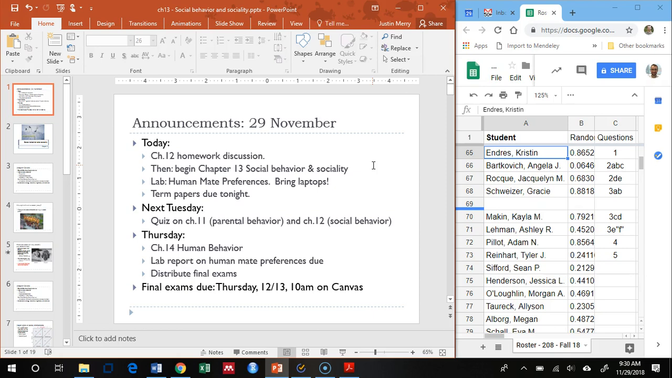For lab today, we are meeting. This is our last lab that we are going to be meeting for. We're going to be doing a lab on human mate preferences, and that's the Match.com lab. So please do bring your laptops. You do not have to have a Match.com account established before you come in, although we will have to create one.